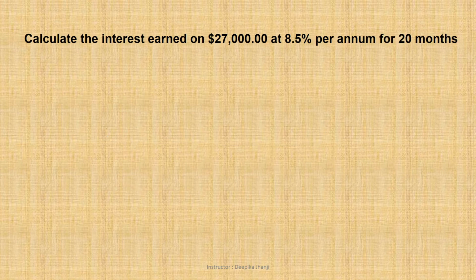Let's learn how to apply the formula in calculations. Now the question in hand is: calculate the interest earned on $27,000 at 8.5% per annum for 20 months. Here our principal is 27,000, right? And the rate of interest is 8.5% per annum. So this is our R, and the time is 20 months, right?